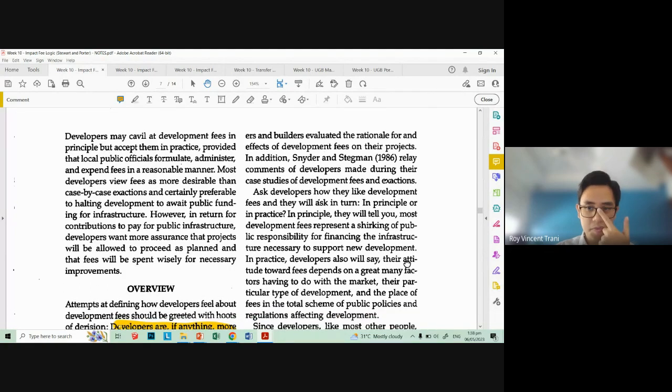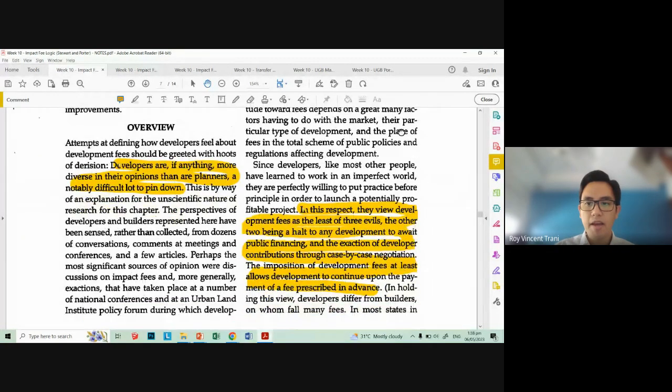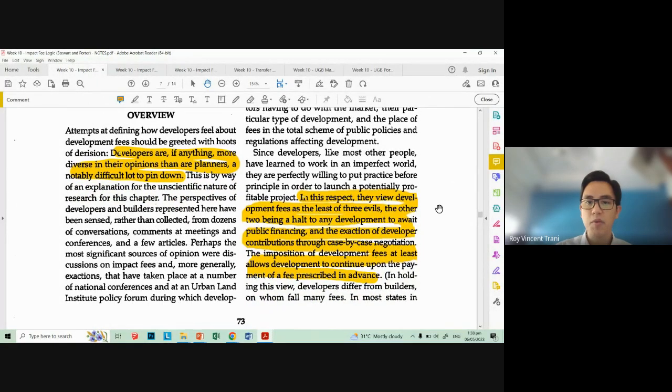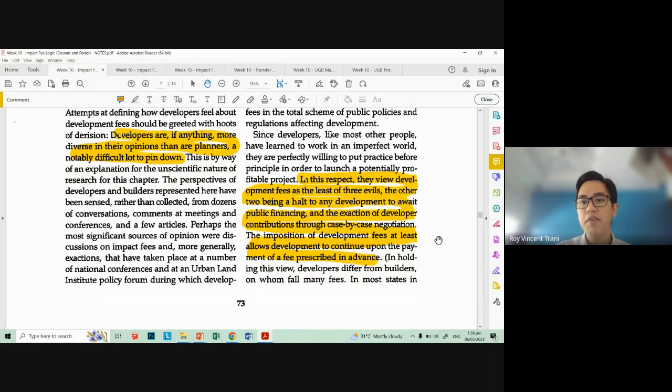So basically, since developers, like most other people, have learned to work in an imperfect world, they're willing to put practice before principle in order to launch a potentially profitable project. So they're very profit oriented. In this respect, they view development fees as the least of quote unquote three evils. The other two are a halt to any development, meaning their project will be stopped to await public financing, and the exaction of developer contributions through case-by-case negotiation.